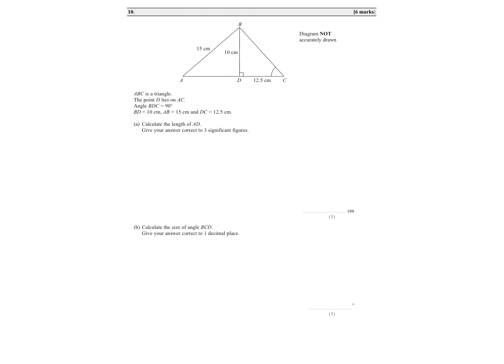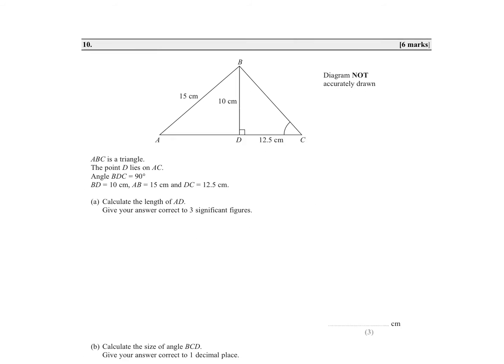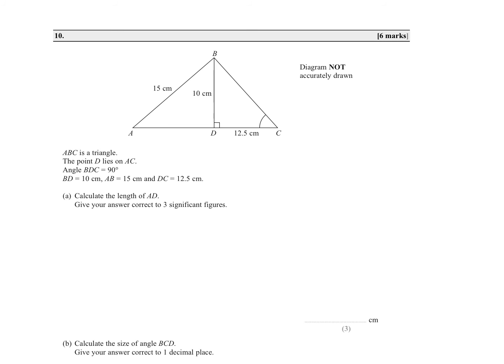Okay, here's a different type of question. Okay, question 10. 6 marks, ideally 6 minutes, off you go. It says ABC is a triangle. The point D lies on AC. The angle BDC is 90. So BDC is 90. Guys, if this is a straight line, this is also then 90. BD is 10, check. AB is 15, check. DC is 12.5. Calculate the length of AD.